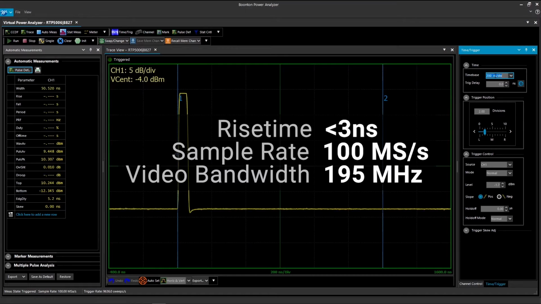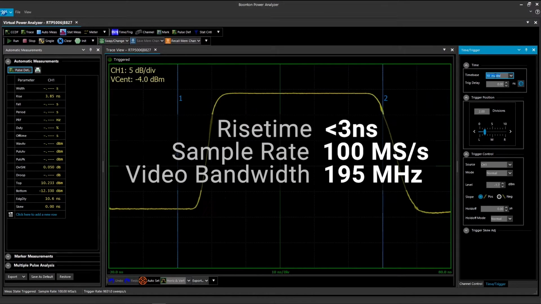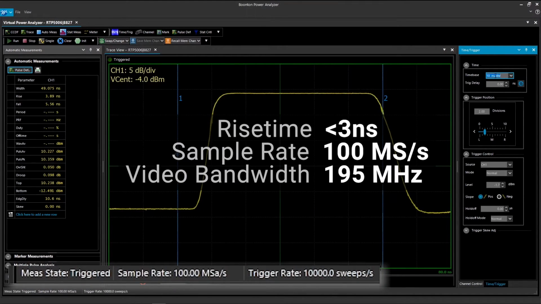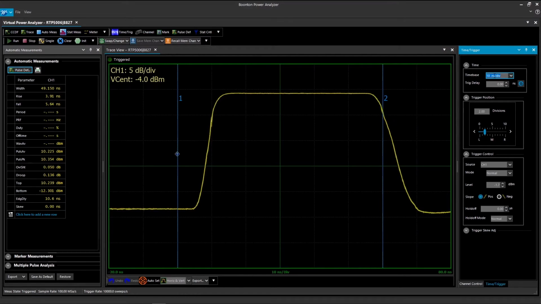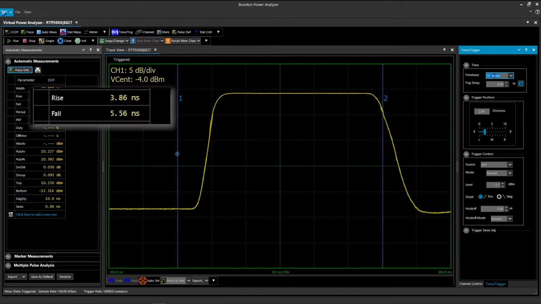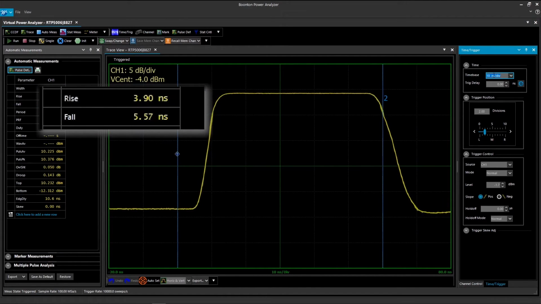With an industry-leading rise time of less than 3 nanoseconds, a sample rate of 100 megasamples per second, and a video bandwidth of 195 megahertz, the RTP5006 is capable of measuring signals with pulse widths as narrow as 10 nanoseconds and can easily measure the approximately 4 nanosecond rise time and the 6 nanosecond fall time of the pulse.